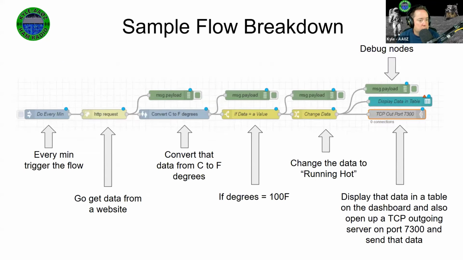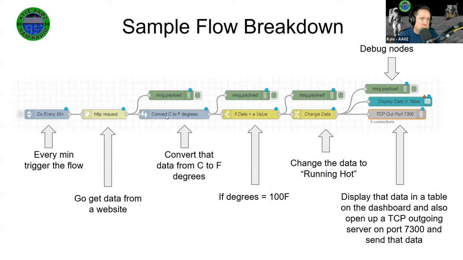So let's take a look at a sample flow breakdown here. We've got an inject node, so we're going to run this flow every single minute. Let's say we're going to go get data from a website, so we've got an HTTP request here. You can see I've got a debug node that is coming out of this HTTP request, so it's going to tell me what is actually coming out of that website after this node goes and gets that data. So let's say, for instance, we're going to convert Celsius to Fahrenheit.